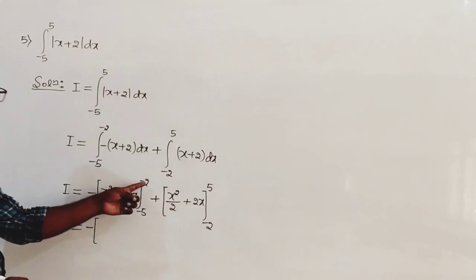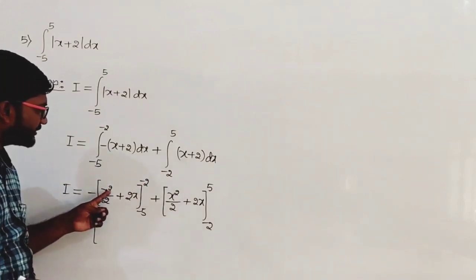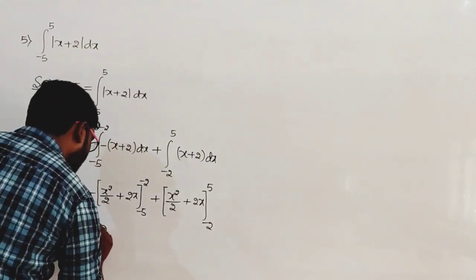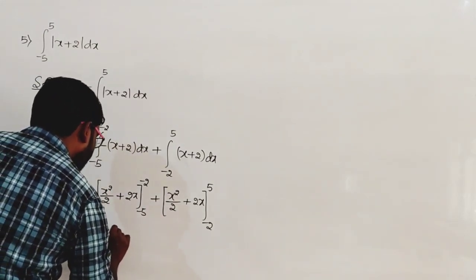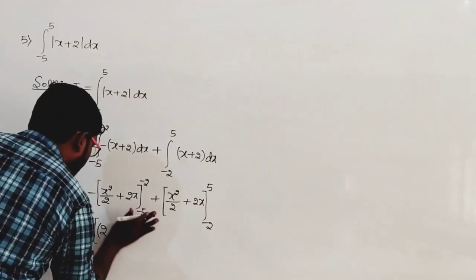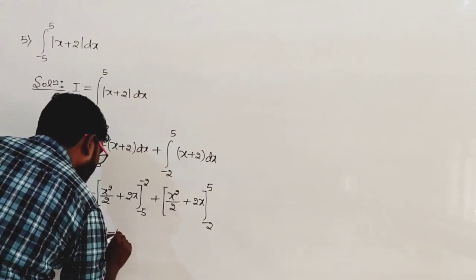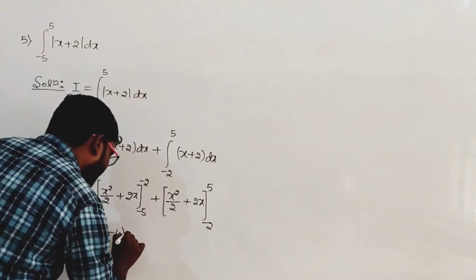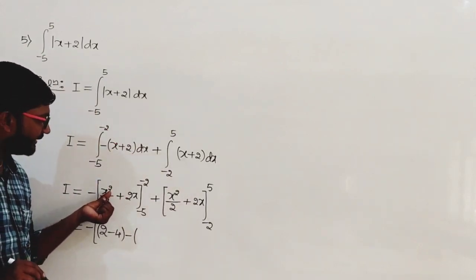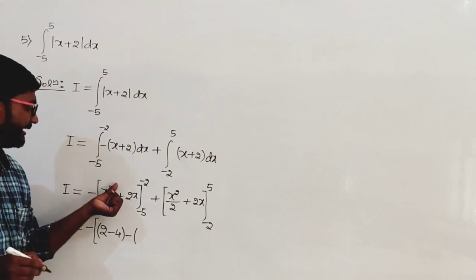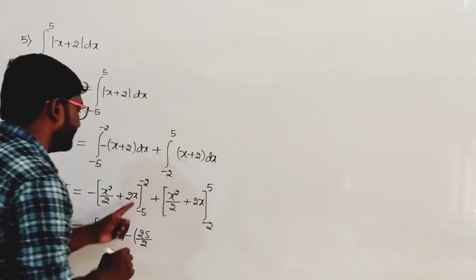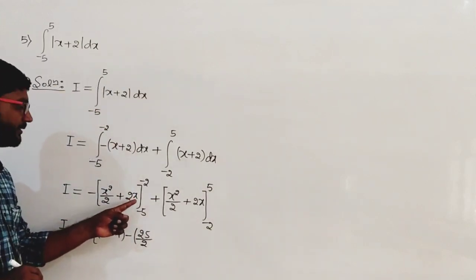Upper limit it is minus 2, in place of x you write minus 2. Minus 2 squared is 4 by 2, it is 2, this is the upper limit. Then plus, in place of x I have to write minus 2, 2 into minus 2 is minus 4, so it is minus 4. This is the upper limit, minus the lower limit. In place of x I have to write minus 5, minus 5 squared will be 25, 25 by 2.